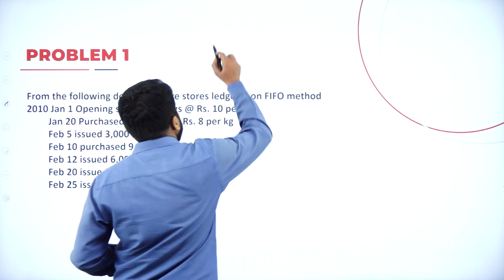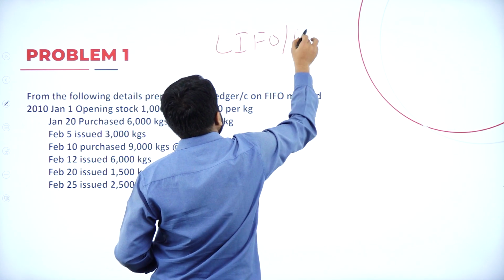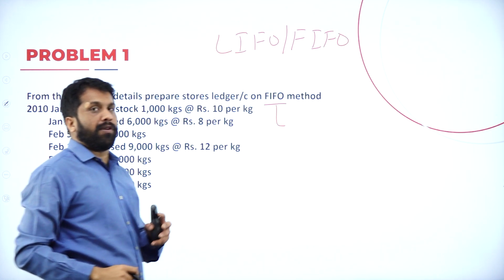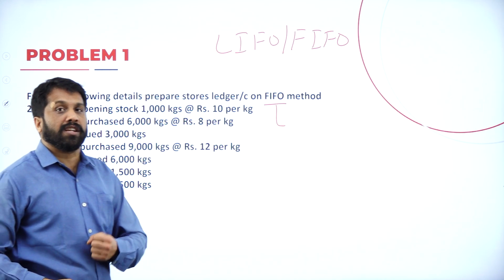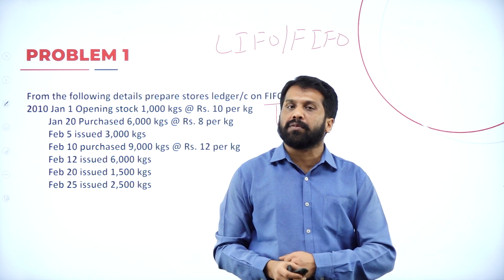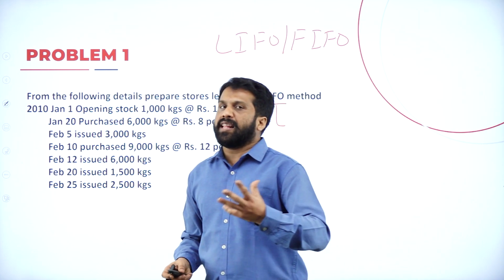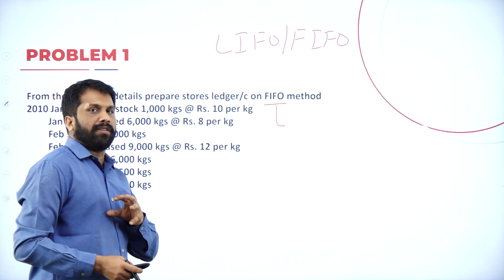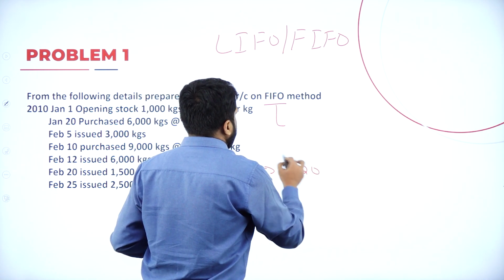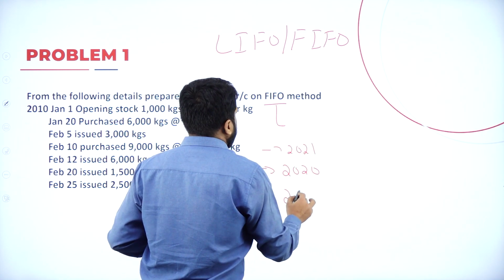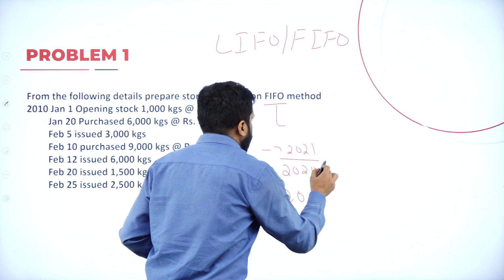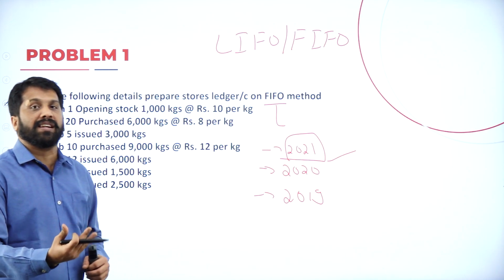The next part will be your LIFO and FIFO. FIFO stands for first in, first out. LIFO stands for last in, first out. LIFO is for what kind of items? LIFO is for all electronic items. I'll give you an example. Like you have mobiles: 2020 model, 2021 model, 2019 model. Which mobile will you go and purchase? You directly go for 2020. Why? Because it is updated.